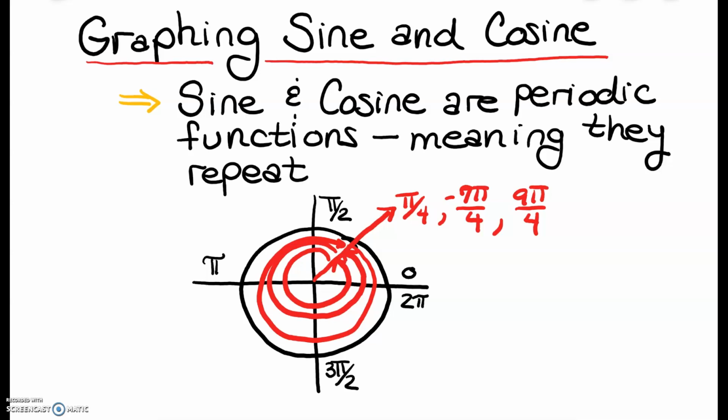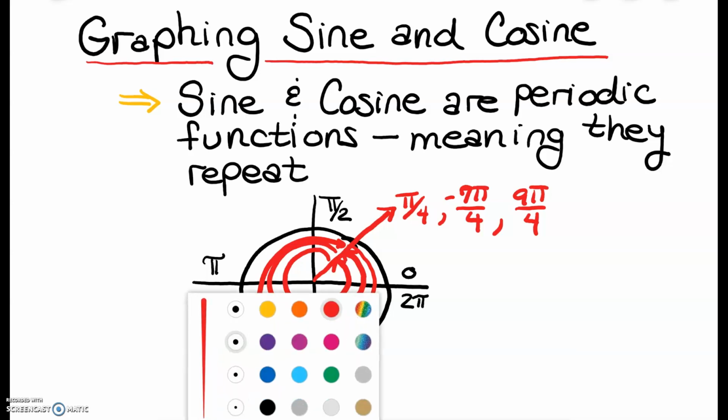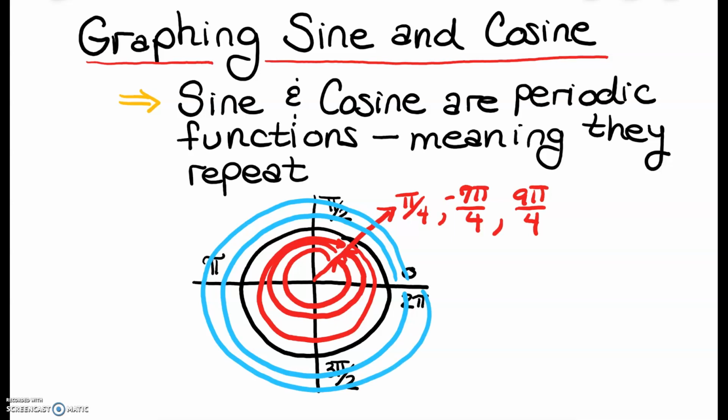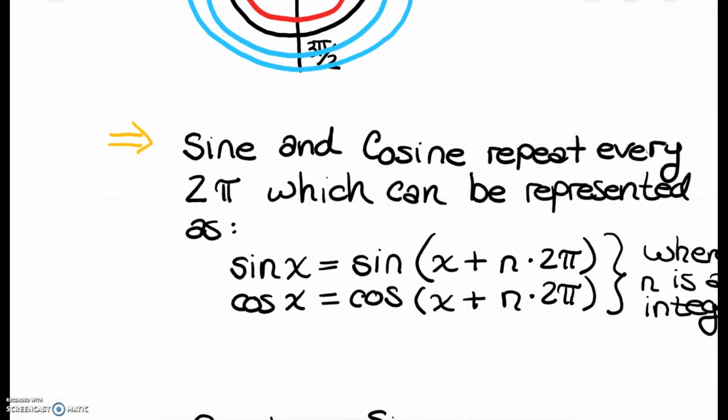So that means every time you go around your unit circle, say you go around your unit circle once, you will get one graph or one complete period for sine. If you go around it again, you will get a second complete period for sine or cosine. So we call those periodic functions because their graphs and their values repeat. And you'll see that when we start graphing our sine and cosine function.